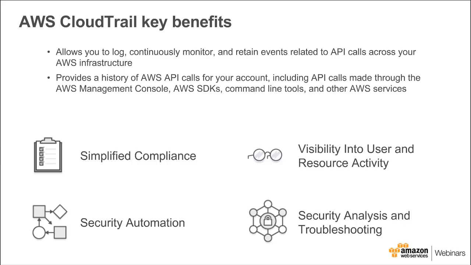Some of the other benefits of CloudTrail include security automation and security analysis and troubleshooting. As I'll show in the demo in the next section, you will see how we use CloudTrail for security automation. Basically, CloudTrail helps detect changes made to your environment, and then you can use other services such as Lambda as well as CloudWatch to automate the process of correcting those changes. So that's where the whole security automation piece comes in.